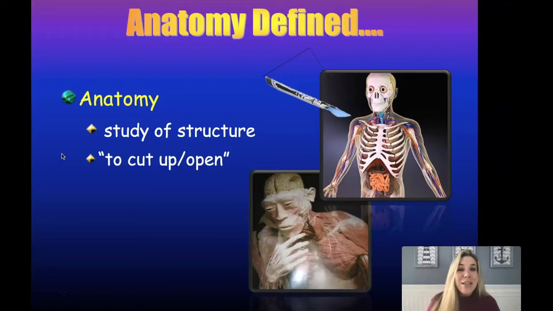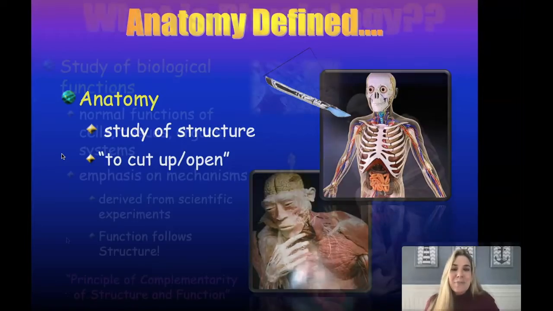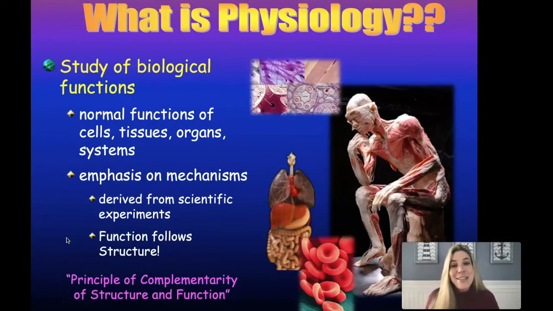Nowadays, they have some amazing virtual software where you can take MRI photographs of a cadaver and use your mouse or your trackpad to actually dissect down through the layers and identify the different structures. So lots of ways to cut things open and lots of ways to study the human body in an anatomy class. So now let's define what we mean by physiology.